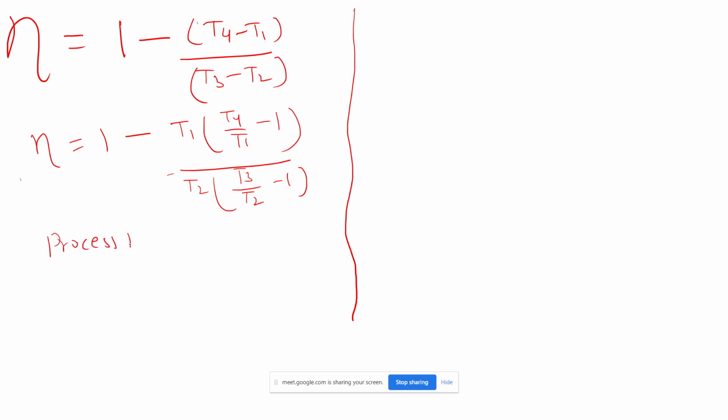Now for process 1 to 2, what was it? It was an isentropic compression process. So for an isentropic compression process, what can we write? PV to the power gamma is equal to constant. You can write this now. So the same process in terms of temperature, how can we write it?